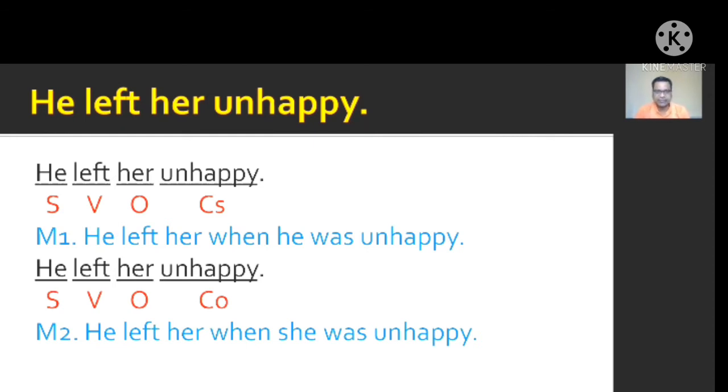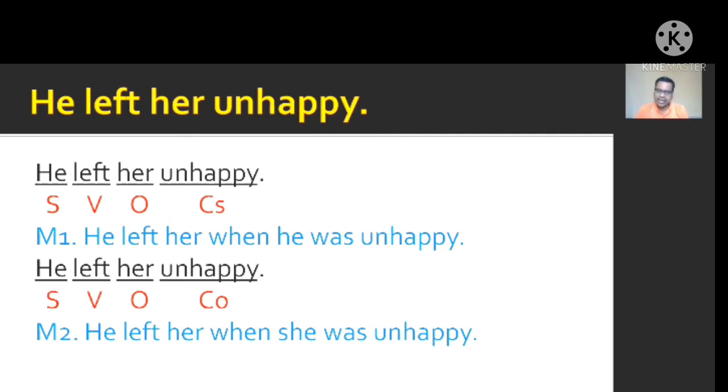Let us look at the meaning. He left her when he was unhappy. It means he left her when he himself, that is the subject, was unhappy. Now we will make a slight change in the analysis of the sentence. He left her unhappy. He, third person singular number, subject; left, V2, verb; her, object; unhappy. In this case, I'm going to call it complement to object.